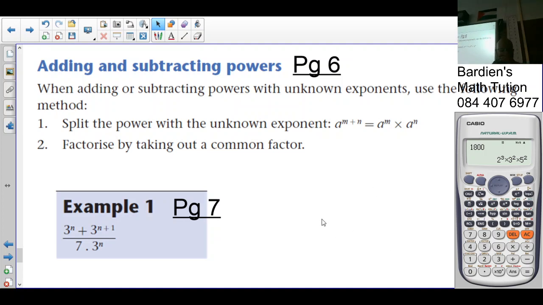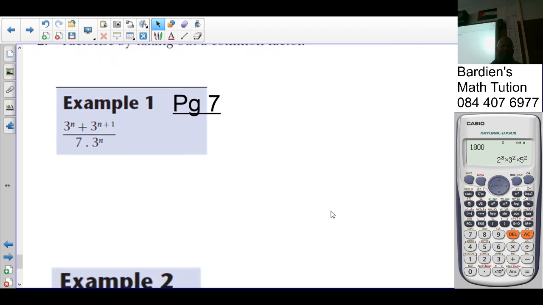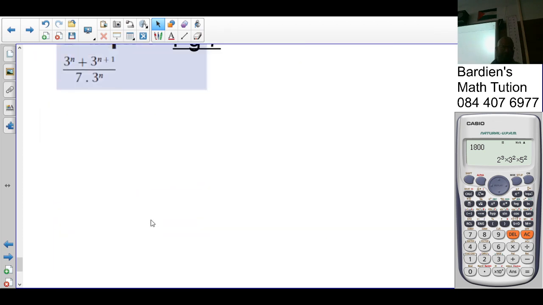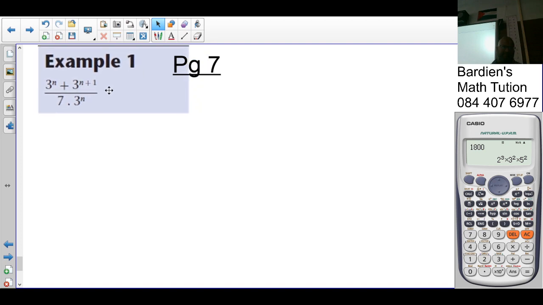Okay. So let's look at example 1 on page 7. The question says to simplify. We got 3 to the exponent n plus 3 to the exponent n plus 1, over 7 times 3 to the exponent n.